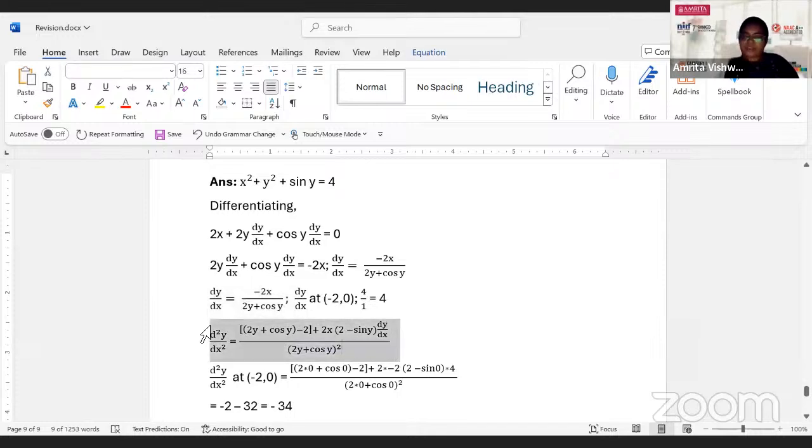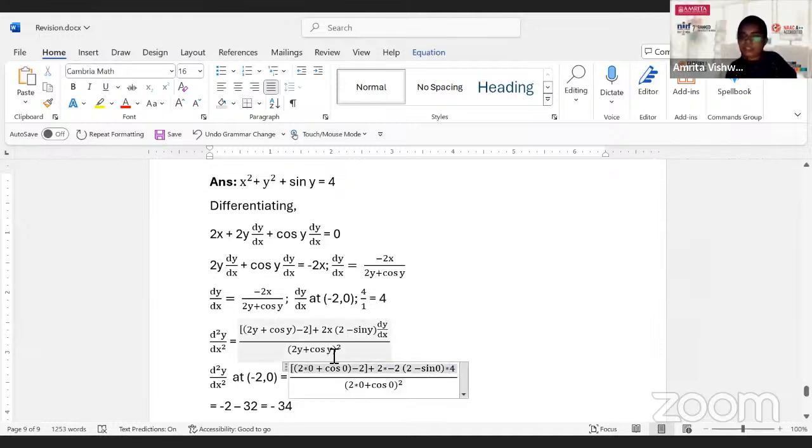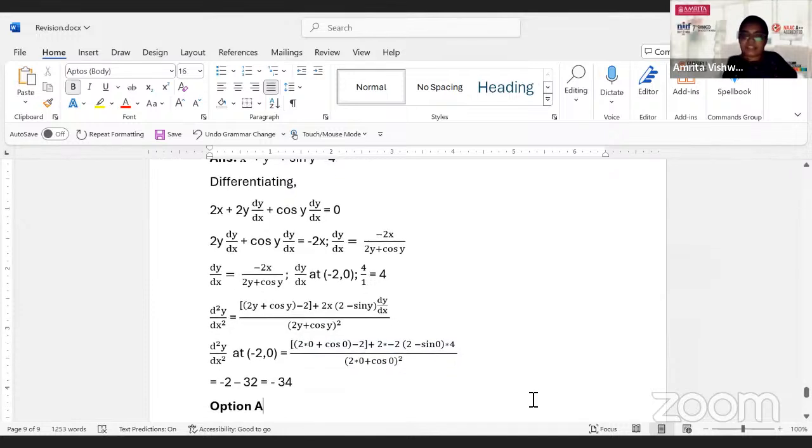Now you have the values minus 2 and 0. So y is 0, cos 0 is 1. Here you will just have a 1 minus 2 plus 2 into x is minus 2. You have to substitute that minus sin 0 into 4. Because there will be a dy by dx term here, and I have to substitute it. So here it's 4, 2 into 0 plus cos 0 the whole square. So after solving this, we'll get the answer as minus 34.